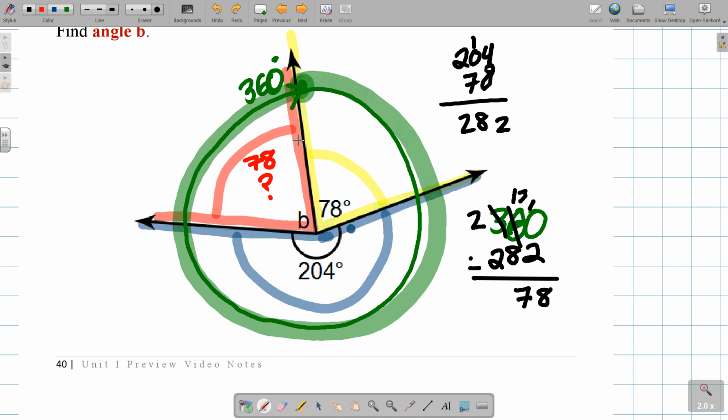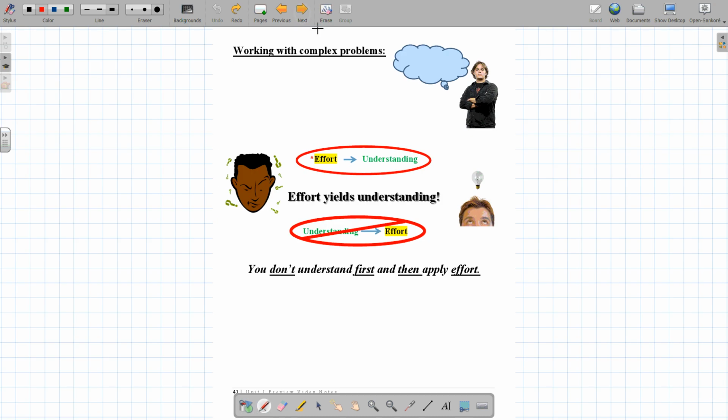I don't know what to do. And then they give up. What you need to understand is that you don't understand first and then apply effort. That's not how math works. You actually have to first apply effort and then, aha, you have understanding. In other words, effort yields understanding. Then the next question is, if effort yields understanding, but I don't know even where to start, how can I give effort?